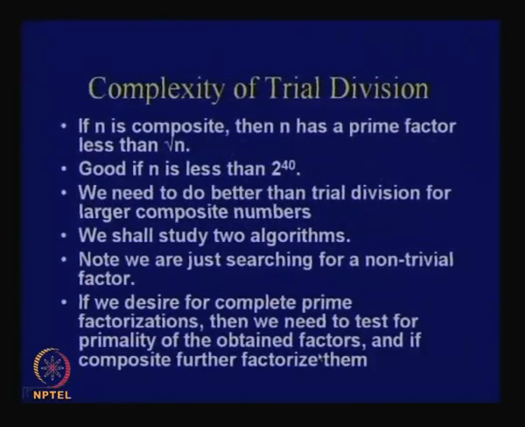We know that the complexity of trial division works like this. If n is composite, then n has a prime factor which is less than the square root of n. So if your n is typically less than 2 to the power of 40, this is quite okay. But if your n becomes larger, then you need to do something better than the ordinary trial division technique.